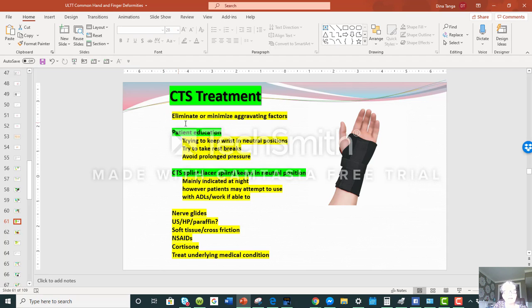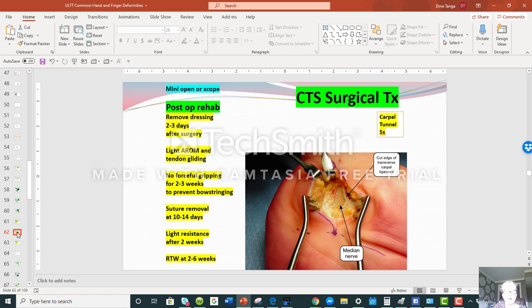Treatment for this is eliminate or minimize aggravating factors. Patient education: trying to keep wrists in neutral positions, take rest breaks, avoid prolonged pressure. There's actually a splint, a Lancer splint, that keeps the wrist in neutral. Mainly indicated at night, however, patients may attempt to use it with ADLs and work if able to. Nerve glides, ultrasound, hot pack, paraffin, soft tissue cross-friction massage, NSAIDs, cortisone, treat underlying medical condition like RA.